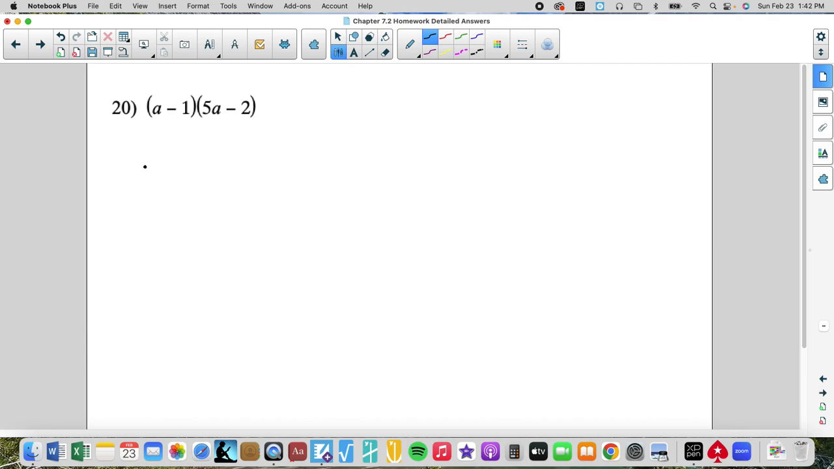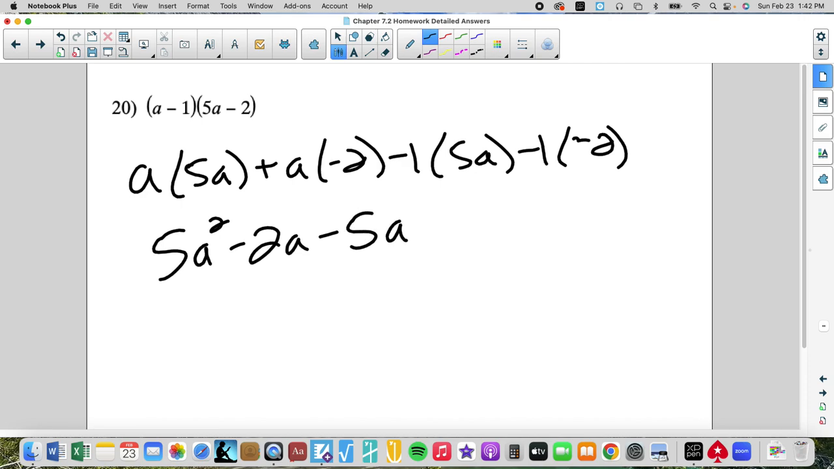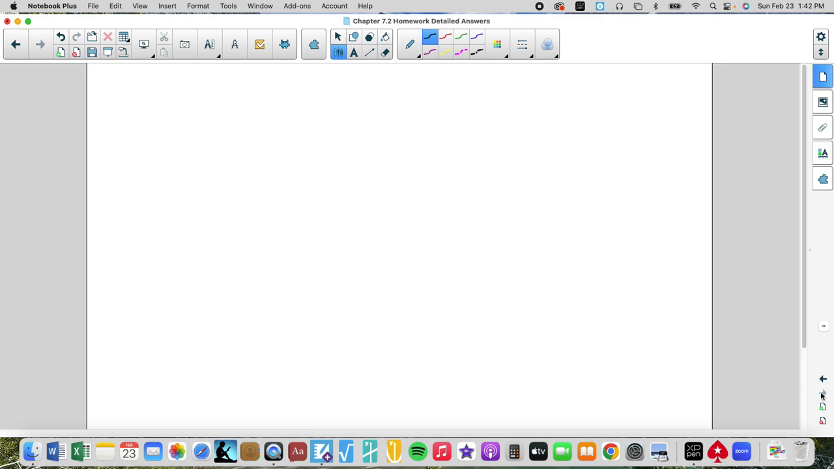And number 20, a times 5a plus a times negative 2 minus 1 times 5a minus 1 times negative 2. a times 5a, 5a squared, a times negative 2, negative 2a, negative 1 times 5a, negative 5a, negative 1 times negative 2 is positive 2, not 3, 2. 5a squared minus 7a plus 2. That looks good. And that's it.